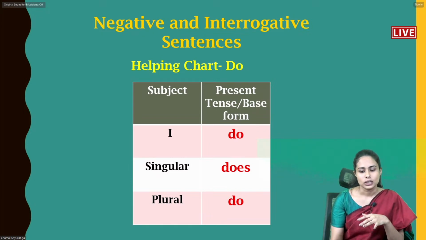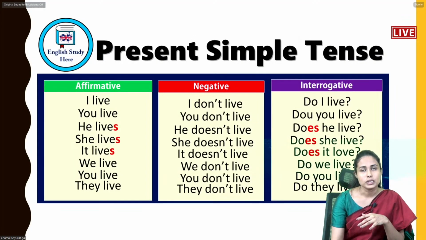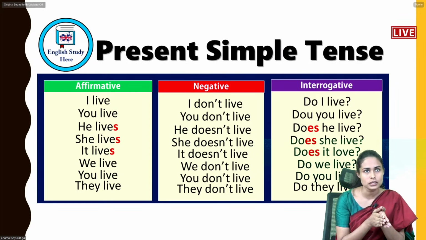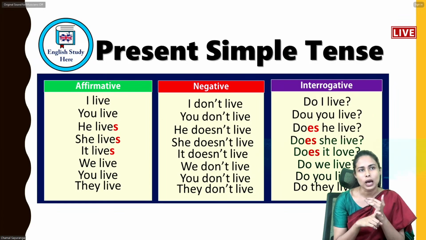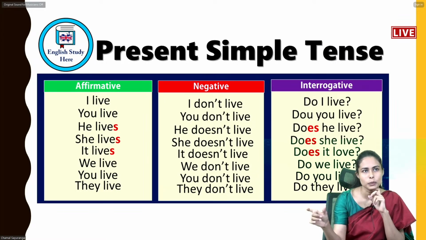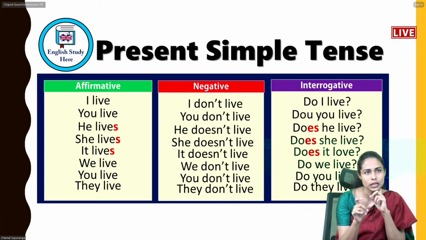Now here I have given some examples of the present simple tense: affirmative, negative, as well as interrogative. We know that subject plus verb is the structure of affirmative sentences, and when it comes to negative, you have to put the subject, then do or does plus not, and then the main verb. You have to make sure there are three parts: do or does, not, plus the main verb. She does not leave, I do not leave, they do not leave, right?